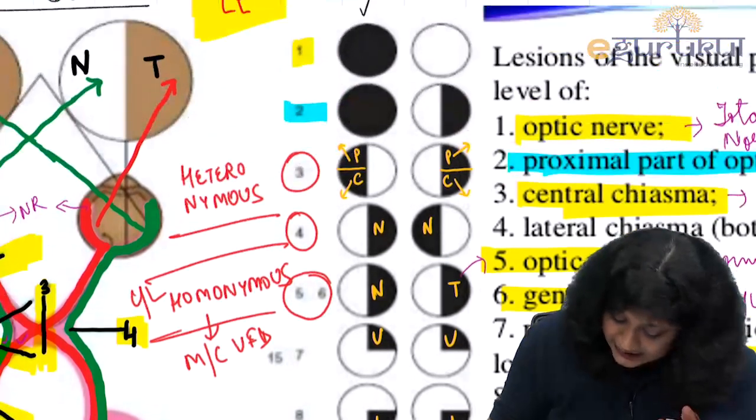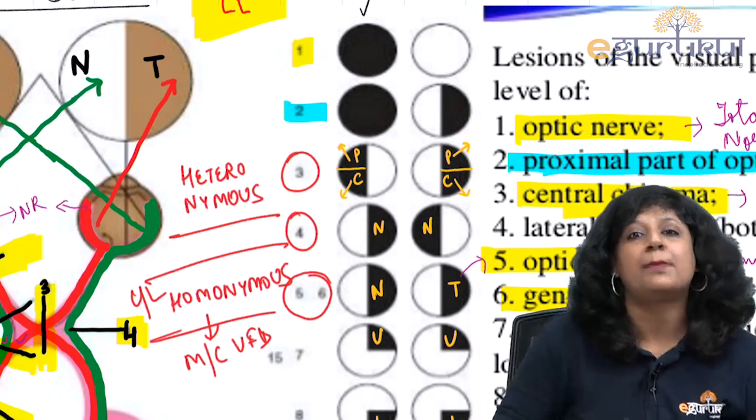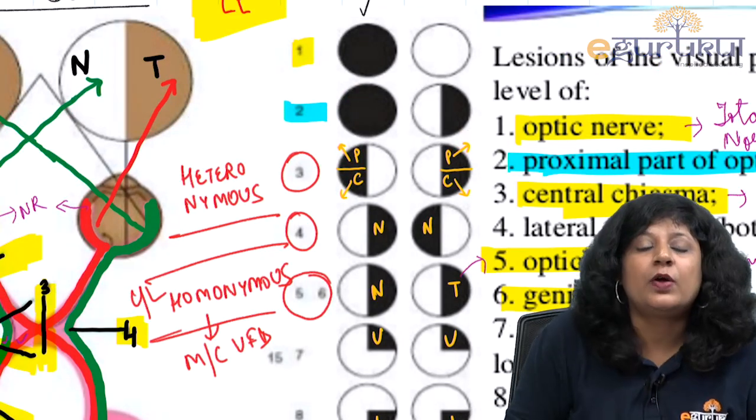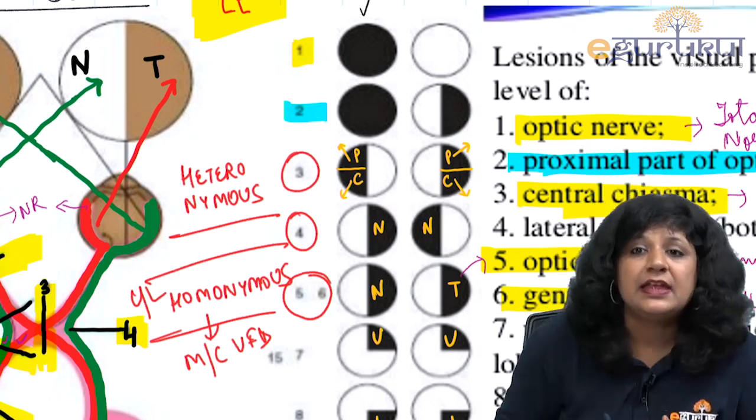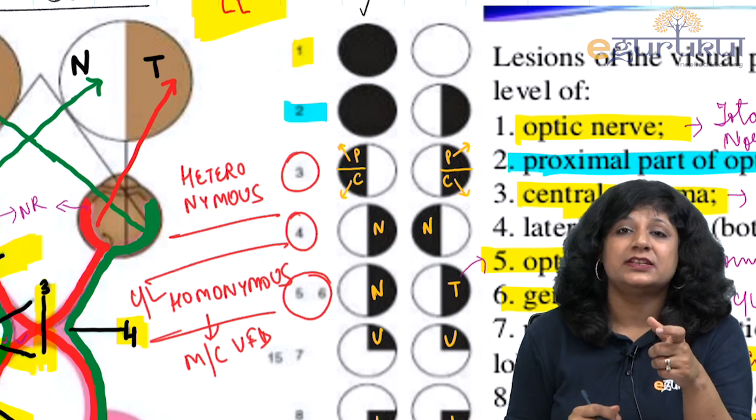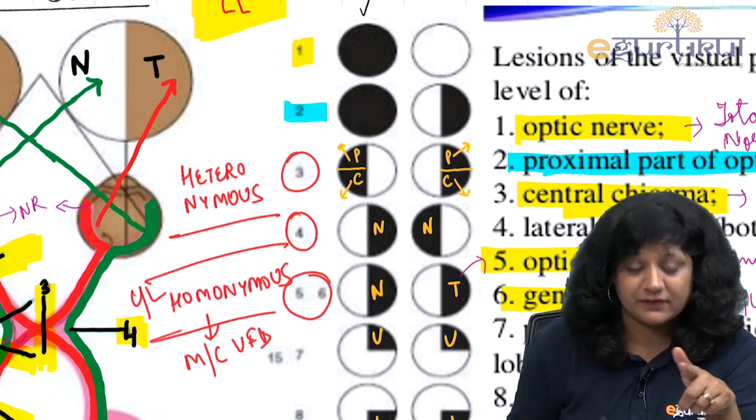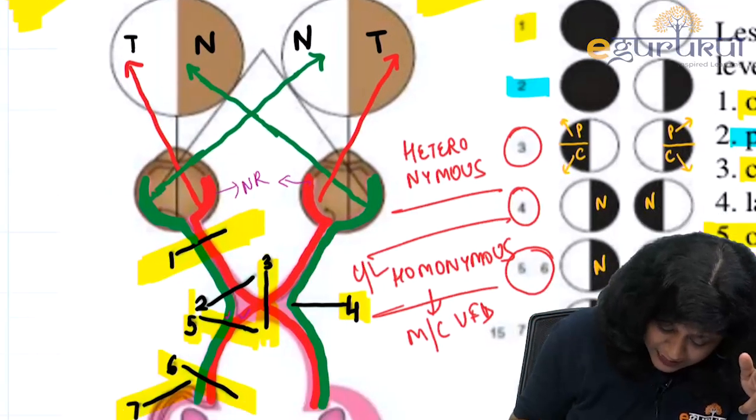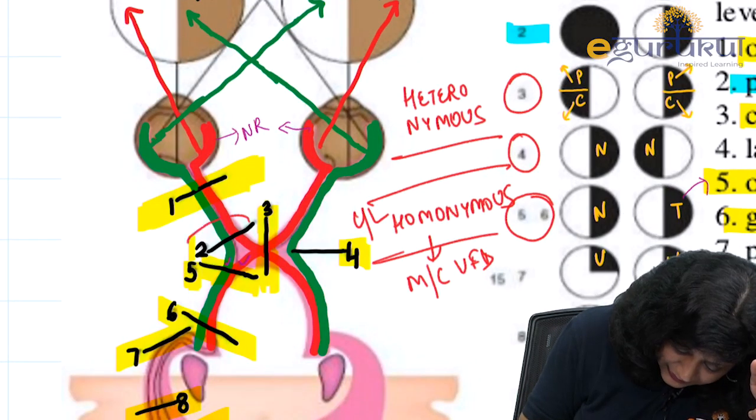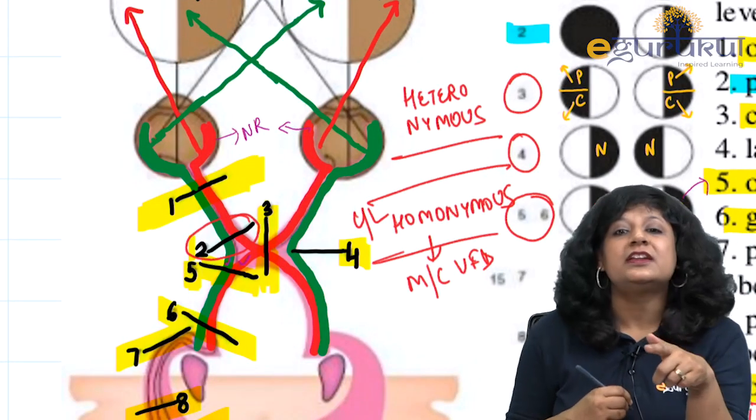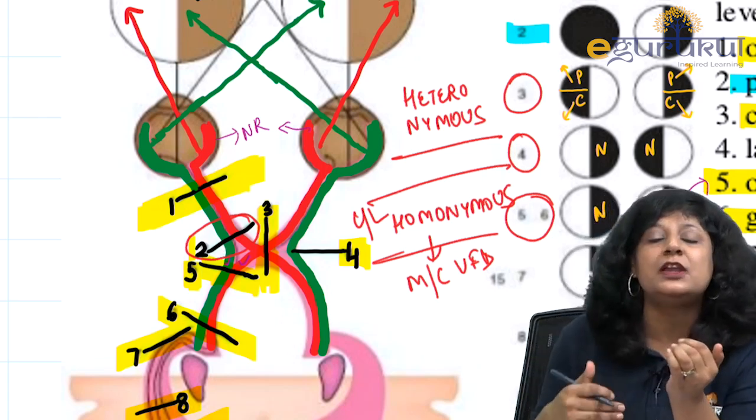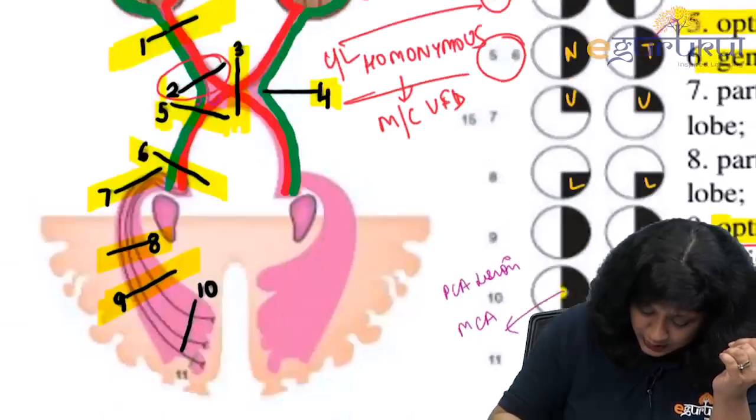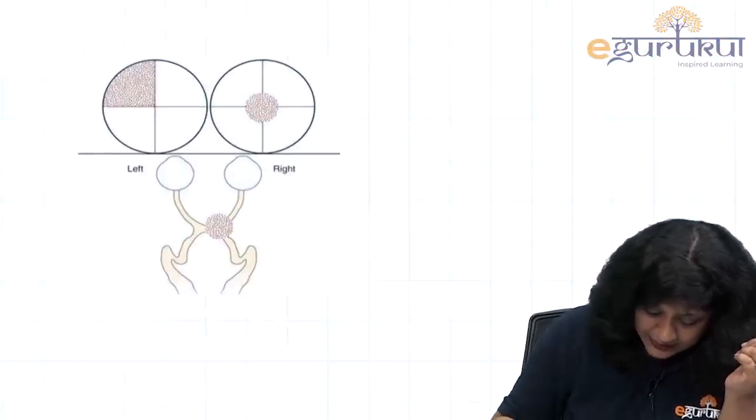Now I'll tell you about the proximal part of the optic nerve lesion. This is asked as a separate question also, and actually it is not the proximal part of the optic nerve. If you can see here, we are marking it in this way. So it is not the proximal part, you will say, but it is actually proximal to the optic chiasma. So let me explain what I am trying to say.